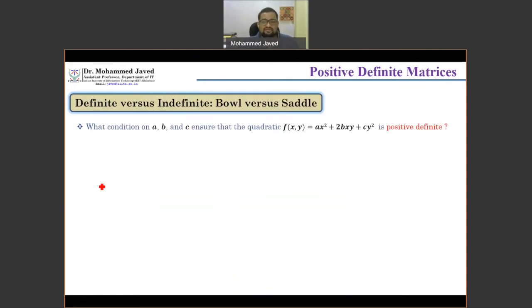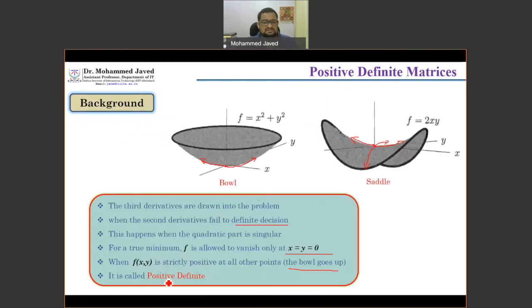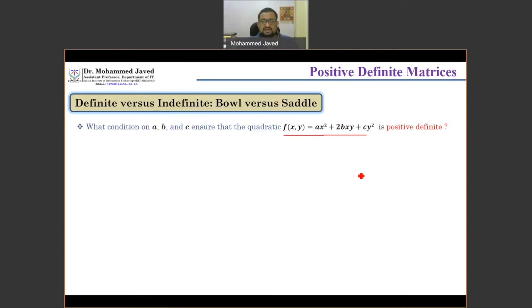So, definite versus indefinite, bowl versus saddle. Now given a quadratic f of x comma y equal to ax square plus 2bxy plus cy square, what is the condition on a, b and c to ensure that the graph is positive definite? That means the graph is increasing, like in this case where the graph is strictly positive at all x values. That is the key idea here.